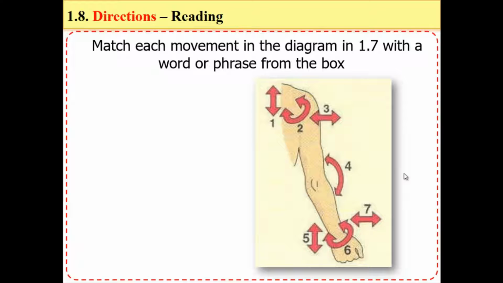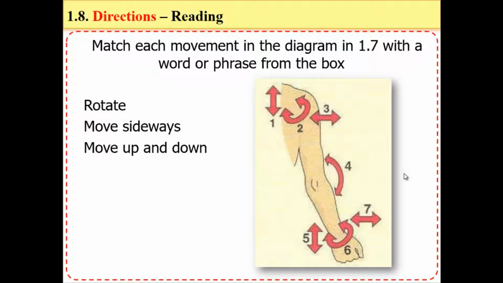And you have to keep reading. Match each movement in the diagram in 1.7 with the words or phrases from the text: rotate, move sideways, move up and down. And you have to look at the pictures. Rotate: is it 2 and 6? Move sideways: 3 and 7. Move up and down: 1, 4 and 5.